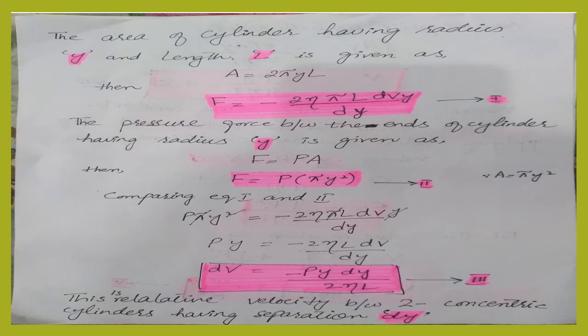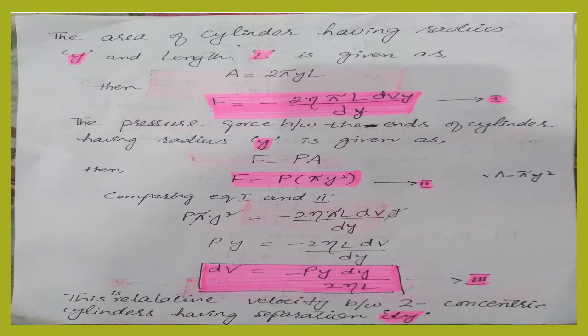Now the area of the cylinder having radius y and length L is given as A is equal to 2 pi y L. Putting this value in the previous equation, F is equal to minus 2 eta pi L y dv over dy. That is equation number 1.